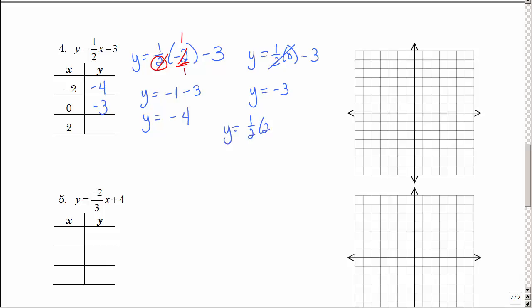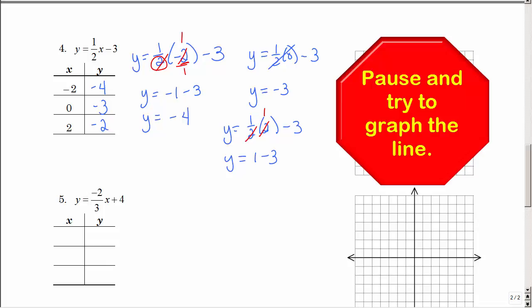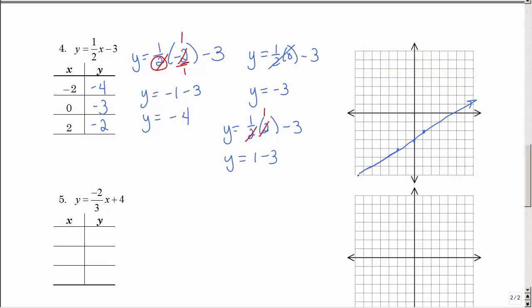So now we have positive 2. Again, I divide, and I get y equals 1 minus 3, which is negative 2. Again, if you need to pause the video to catch up, that's what you should do. Straight edge would have helped, but there you go.